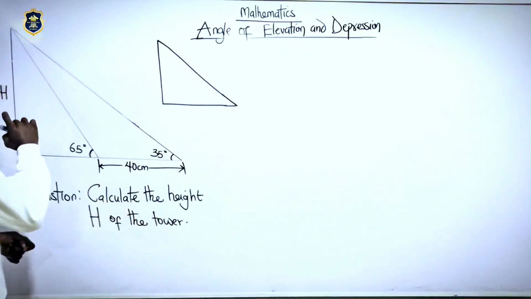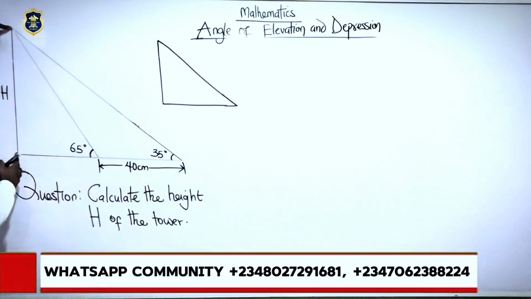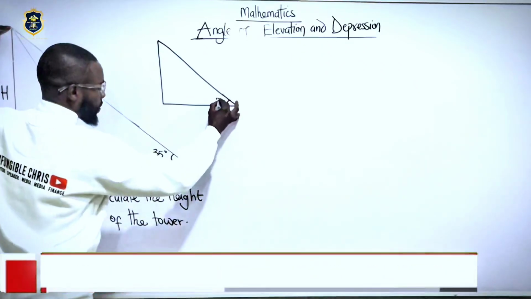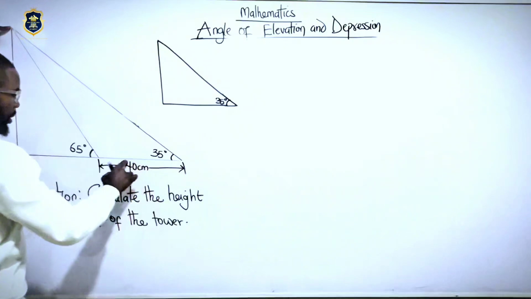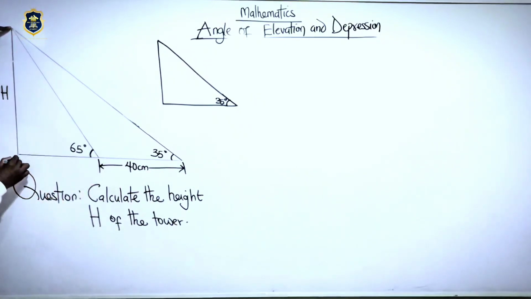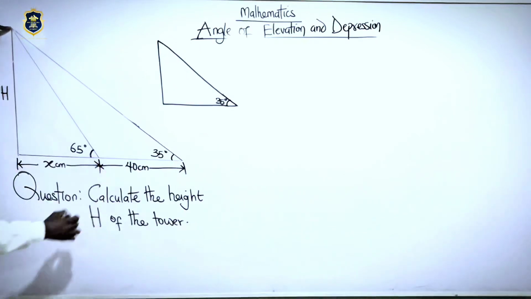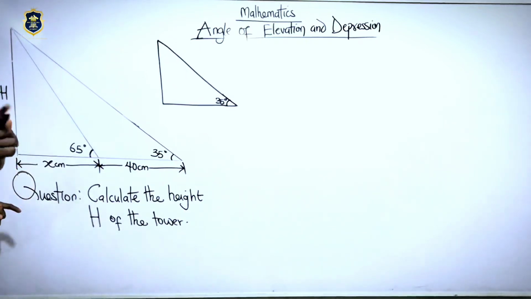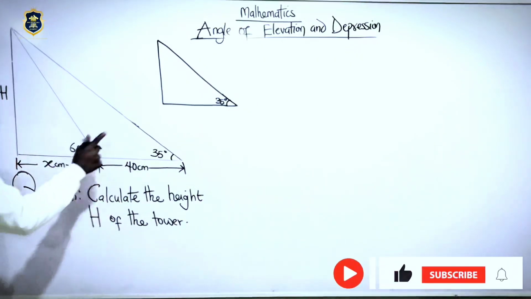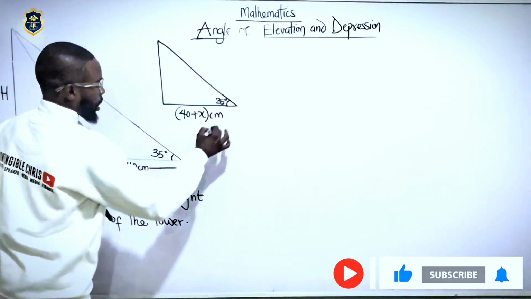Let's call this the major triangle. So what's the major triangle? This is the major triangle here, here, and here. It's the bigger triangle. It has an angle of 35 degrees, and it has a length of 40 plus this length. They didn't give us this length, so we can put it as x centimeter, since the length was not given. So for the major triangle, the whole of this length is 40 plus x centimeter.